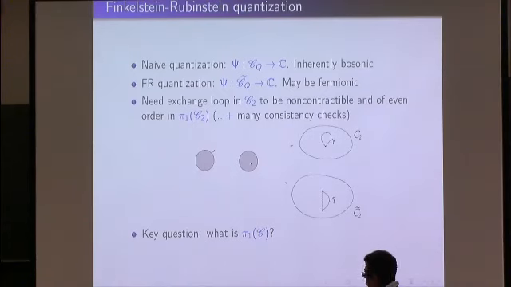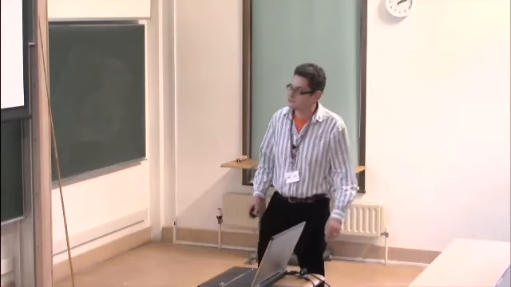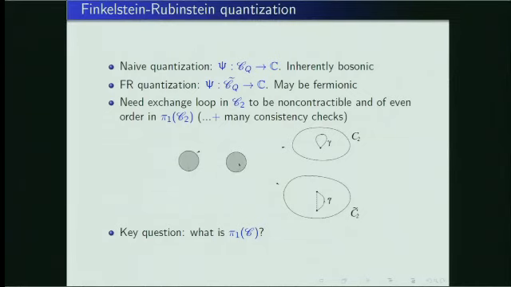So in this situation, you define a wave function on this space. You could insist that its value here is minus its value here, and in that way, you can build in fermionic exchange statistics, even though all your fields are just scalar fields. Everything's bosonic. So you need the exchange loop to be non-contractible of even order, and there's a lot of consistency conditions which I won't go into. But the key question is, what is the fundamental group of the configuration space? So we're led to ask, what is the fundamental group of the space of maps from a compact oriented 3-manifold into a 2-sphere?